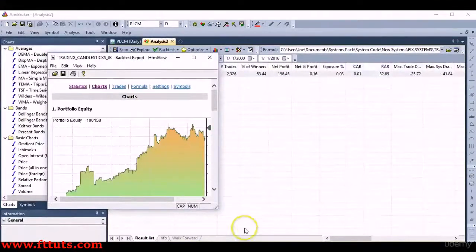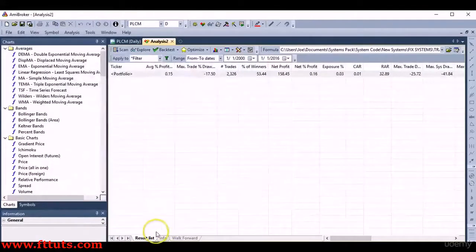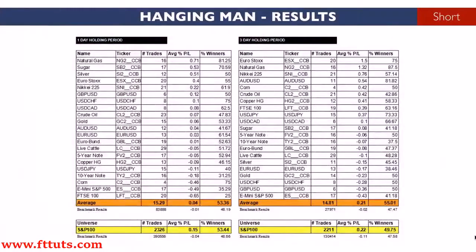AME Broker also allows us to look further into the trade statistics and even have a peek at the backtest equity curve. But let's put the results into some tables now so we can more easily analyze these numbers. So first up, here you can see the full results from shorting a hanging man with a 1-day holding period and a 3-day holding period. The 1-day holding period results are here on the left and the 3-day holding period results are on the right.